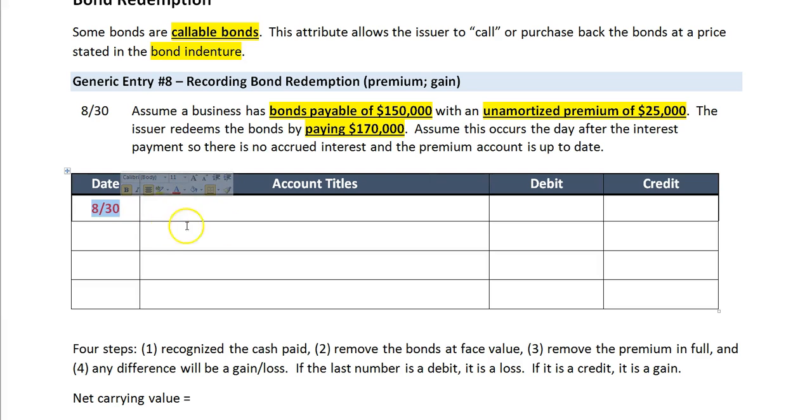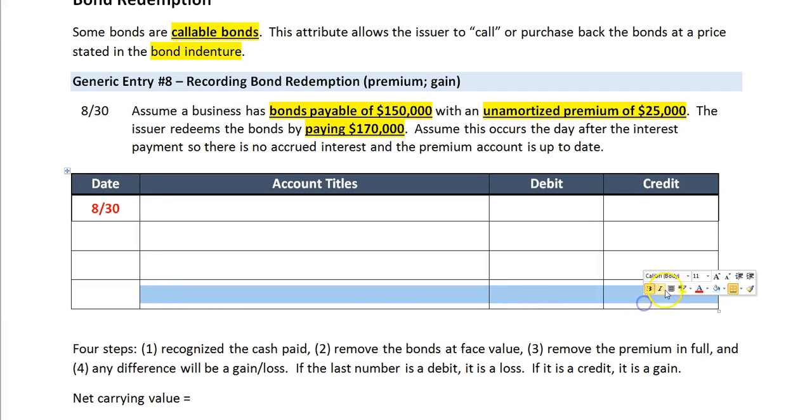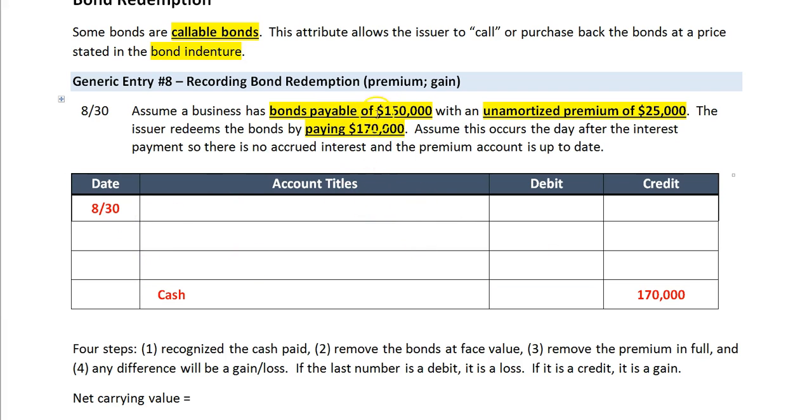So on 830, all right, let's think this through. Basically, we're paying out $170,000 in cash. So the first thing I think is credit cash for $170,000. We need to take the bonds payable off of our books. Bonds payable are a liability. They have a normal credit balance. So to take them off, we debit the bonds payable account. And just like a fixed asset, when we had to take off the fixed asset and its accumulated depreciation, they're related accounts. Bonds payable and any premium or discount are related. So when you take one off, you got to think about the other one.